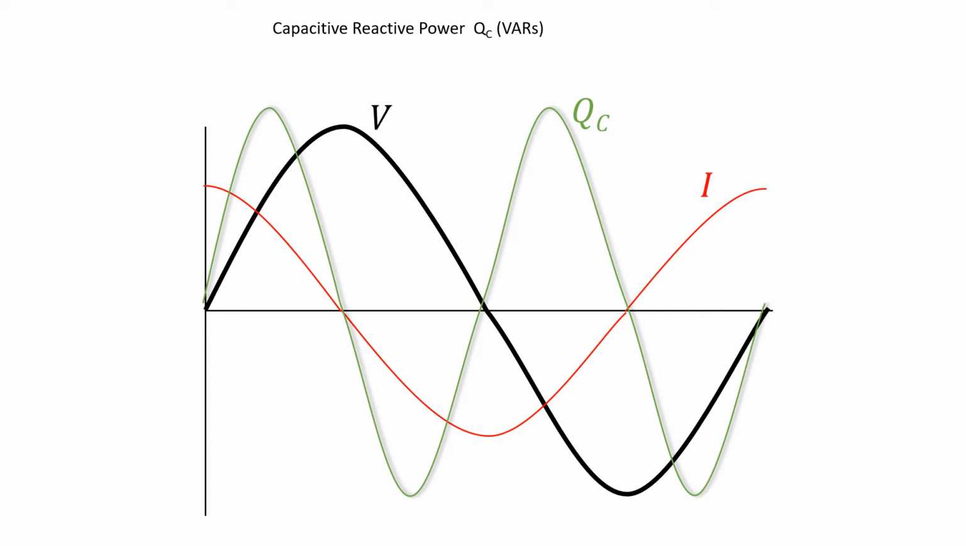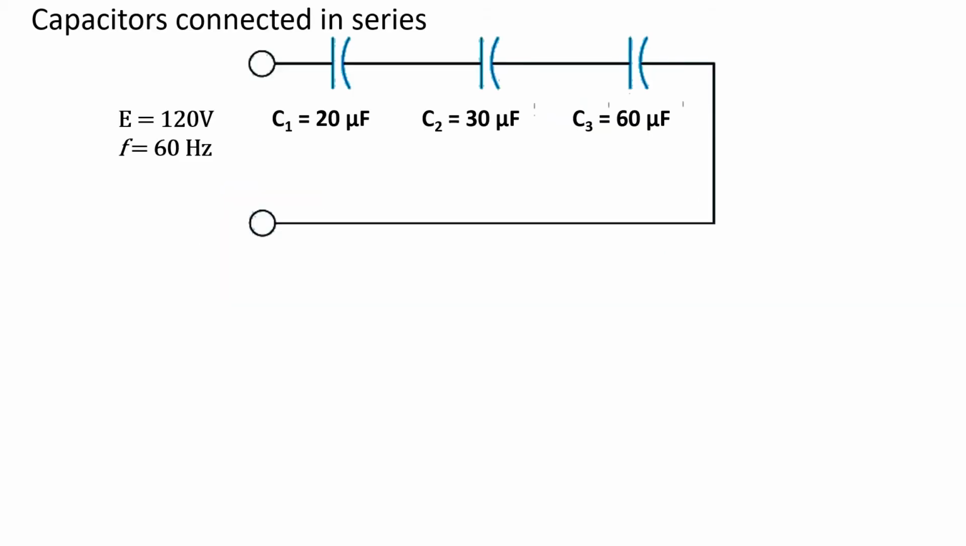So let's calculate some capacitive reactive power. But let's do that in a series circuit. What does capacitance look like in series? Well, we know that in a series circuit, ohms add, voltages add, current is common, and powers add. But what about capacitance?